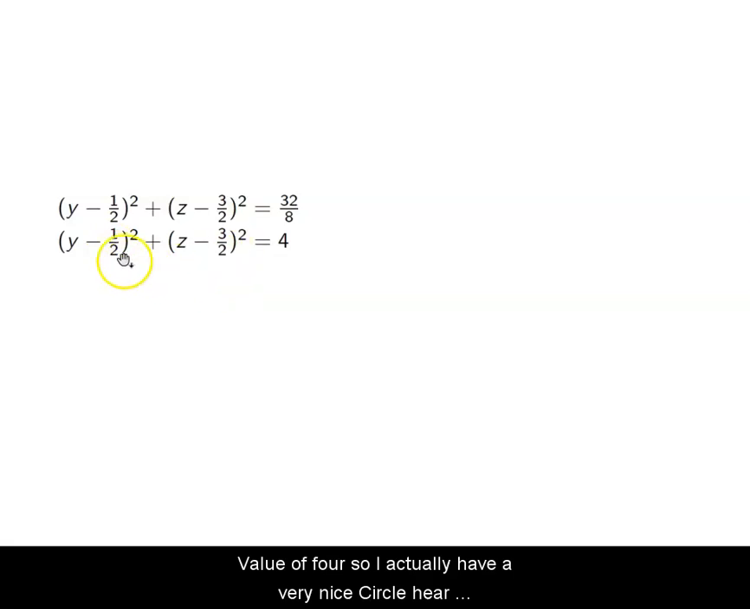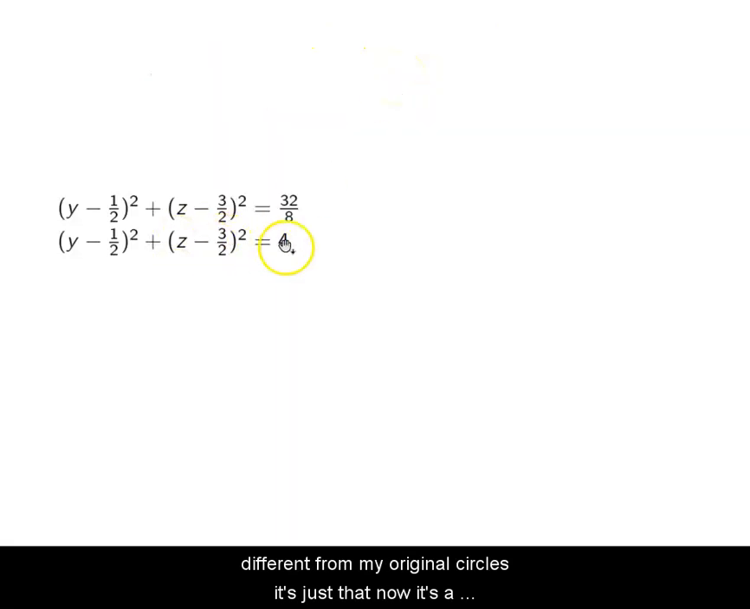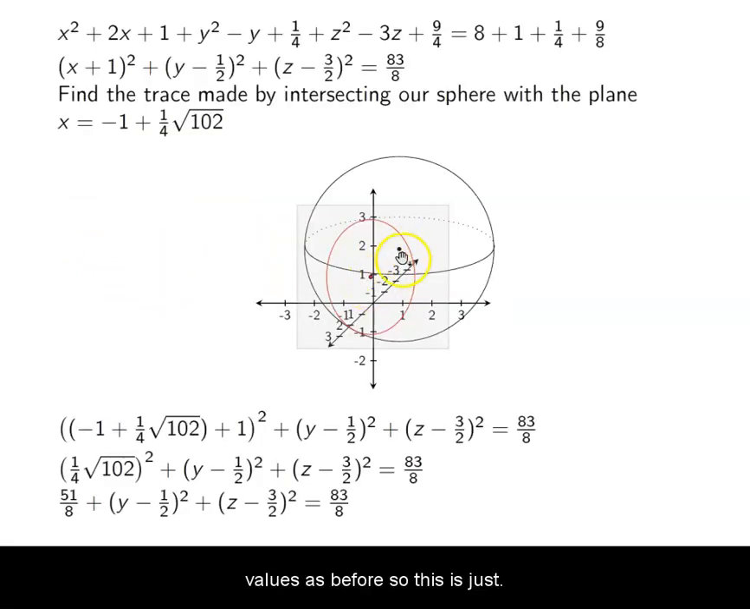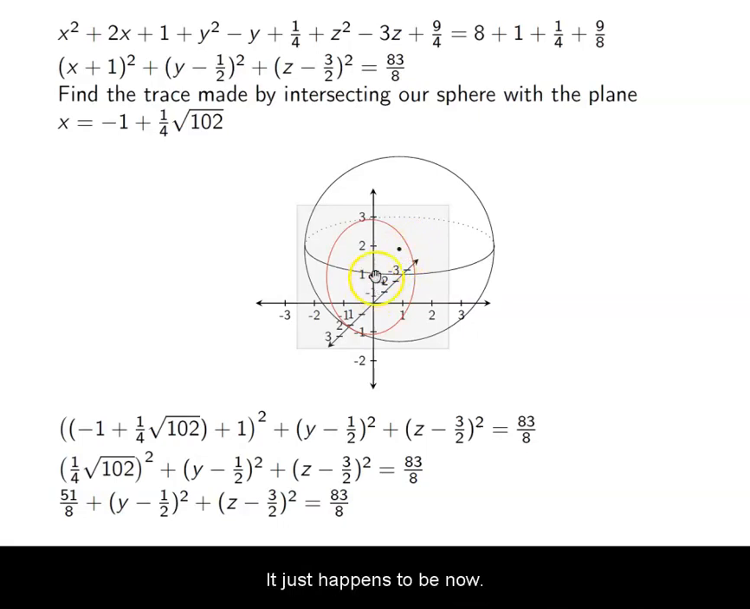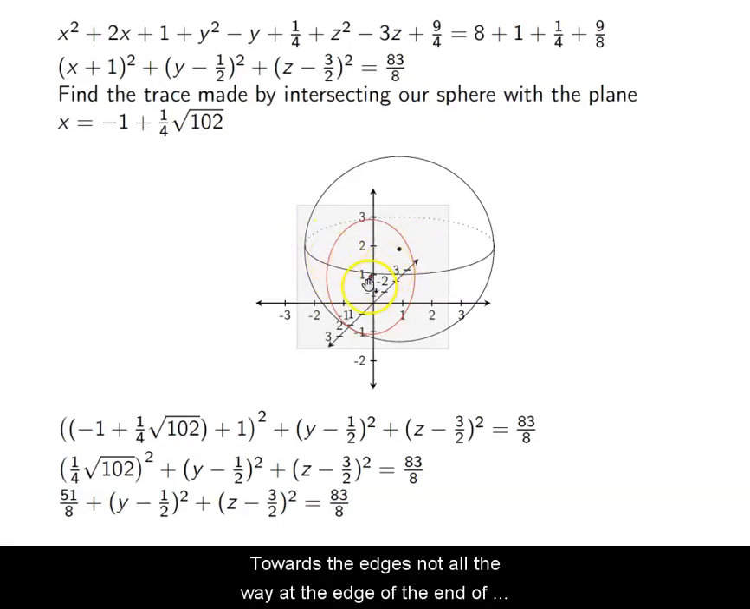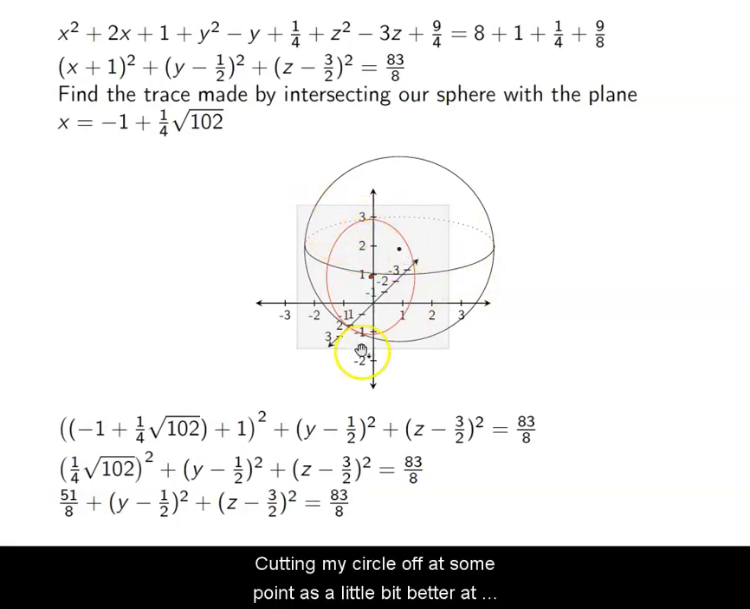The center's a little bit off, right? But that's not anything different from my original circles. It's just that now it's a circle with radius of 2, centered at the same y and z values as before. So this is just moved laterally along the x-axis. It hasn't moved left or right at all, or up and down. It's just moved in position along the x-axis. So it's still at the center. It just happens to be now towards the edge. It's not all the way at the edge of the end of the circle, but it's somewhere kind of in the middle. This should be cutting my circle off at some point.